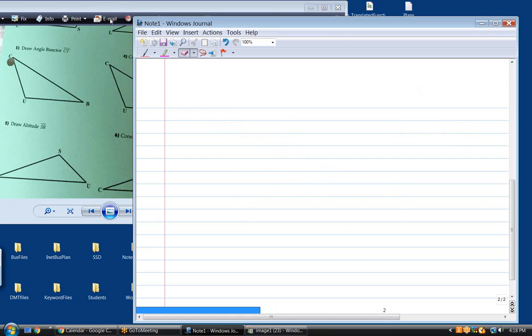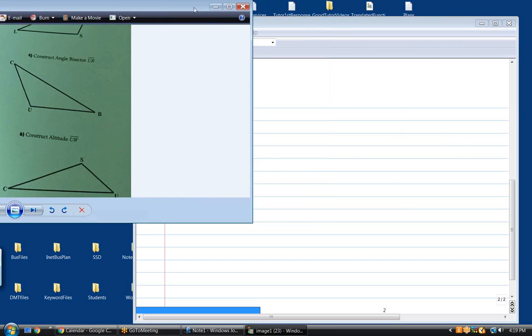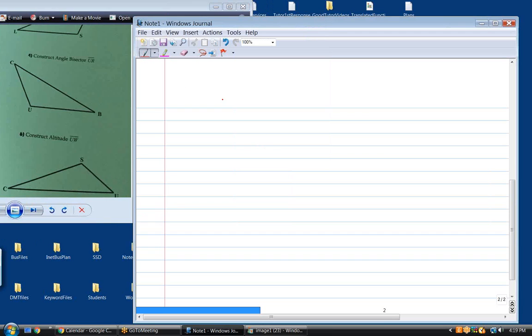Yeah, compass is one of the few things that it's actually hard to do online, just because I can't physically demonstrate it.